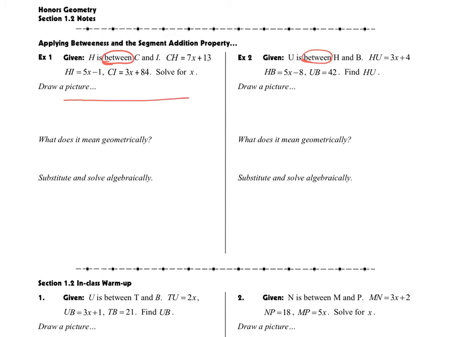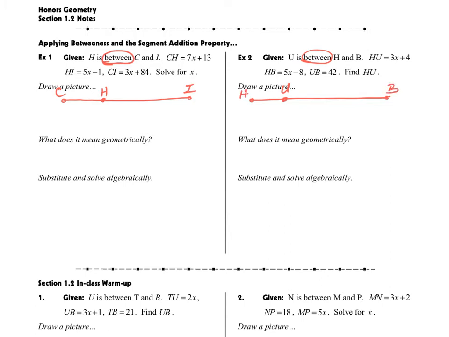So just like we did on the previous page, except for now we have to start it, and we've got two endpoints and a point that's somewhere between. Remember, we like to scooch those to one side or the other. So on our first one, H is going to be between our C and our I, and on our second one, U is going to be between our H and our B.